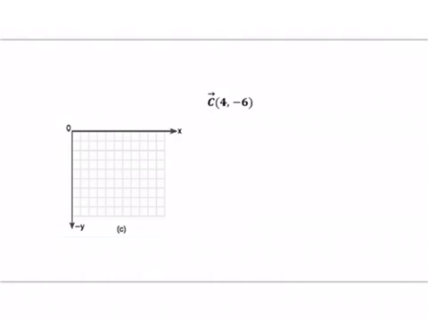Now let's draw the vector C. It has the x component 4 and the y component minus 6. Now x has 1, 2, 3, 4 and y 1, 2, 3, 4, 5 and minus 6. So here I find the head of my vector and draw from the origin like this.